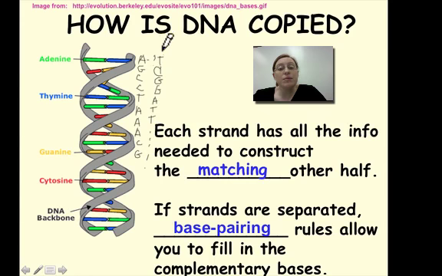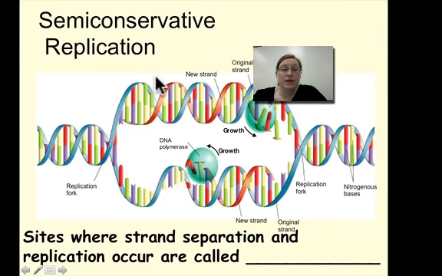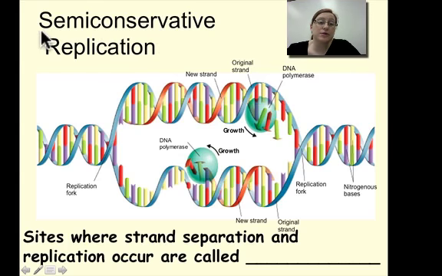Because of the base pairing rule, we now understand one side or one strand of the DNA molecule tells us how to build the other one. We call this semi-conservative replication.